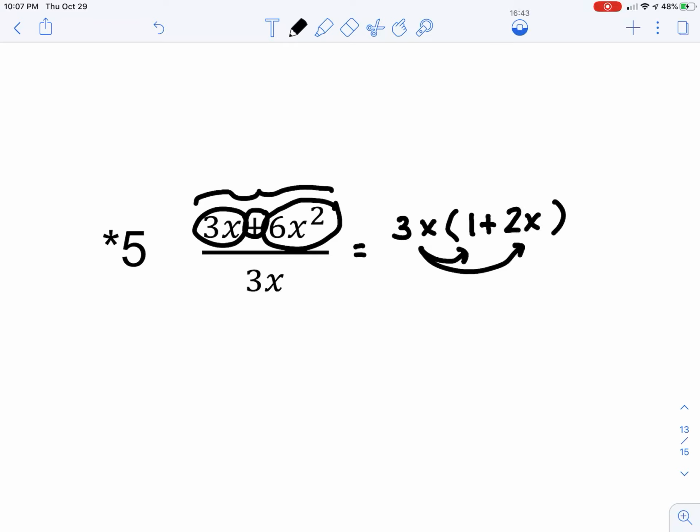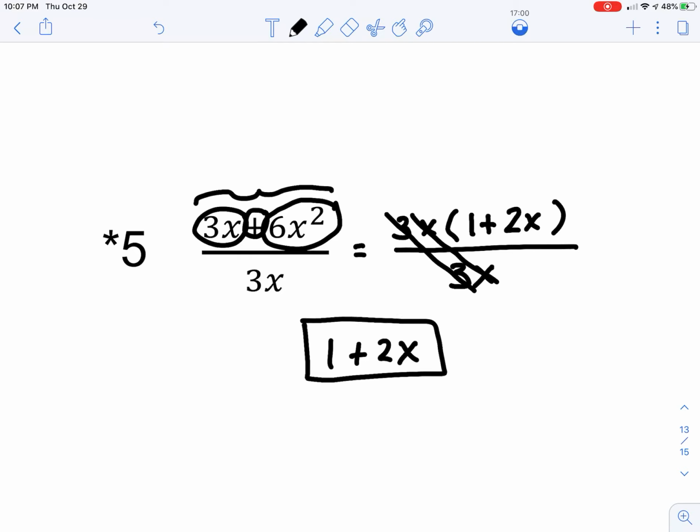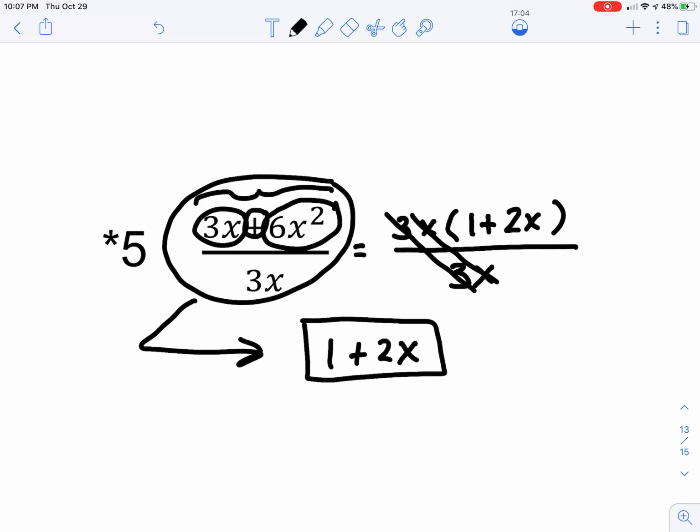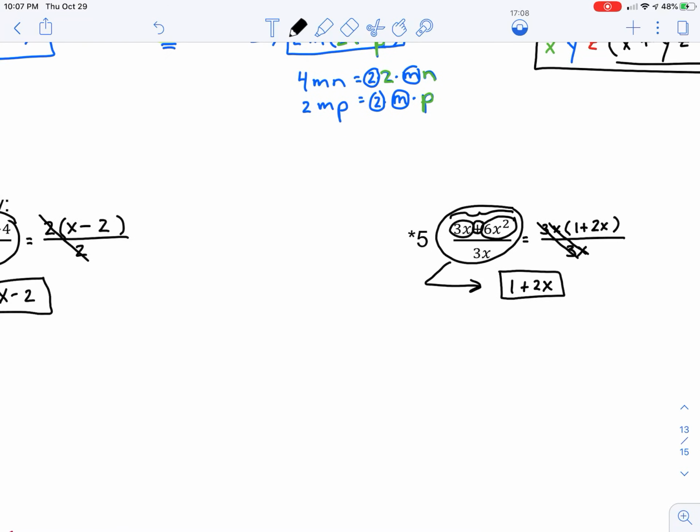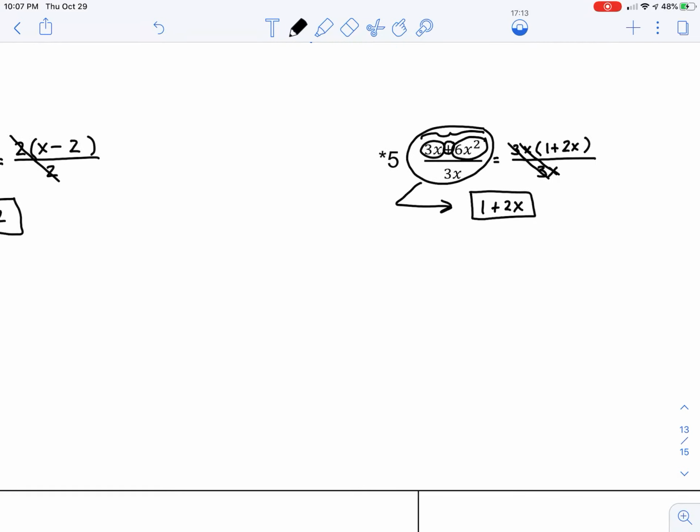Hopefully you said 2x, because 3x times 2x is 6x squared. And what's on the bottom is 3x. So notice I can cancel my 3's and my x's, and I'm left with 1 plus 2x. I can drop the parentheses off. And all of this up here simplifies into that 1 plus 2x by factoring out the greatest common factor and then canceling.